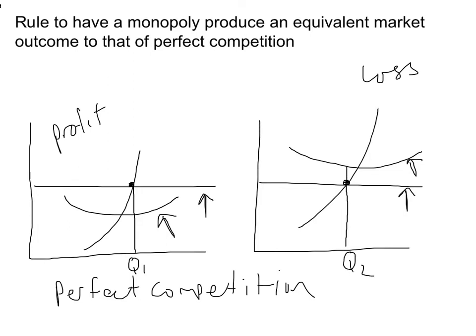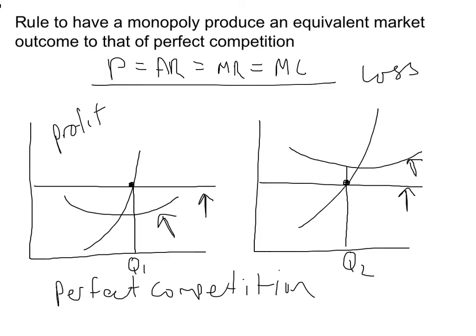Now, in both of those scenarios, we've got that marginal cost equals marginal revenue equals average revenue equals price. That's the rule that perfectly competitive firms employ to either find their profit maximising quantity or their loss minimising quantity.